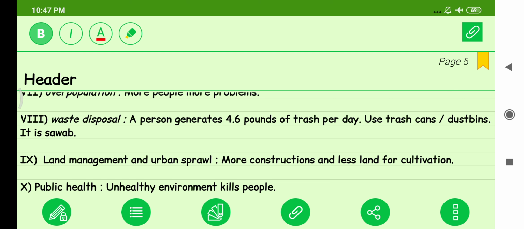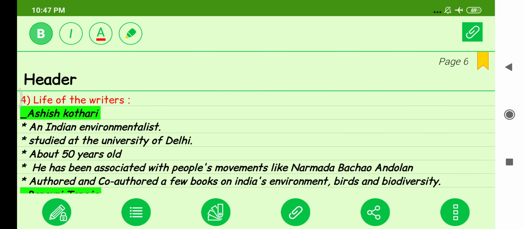Public health: unhealthy environment kills people. So we have to make our environment clean, we have to keep it clean, and we have to keep it healthy, otherwise we'll die. Life of the writers, fourth component.